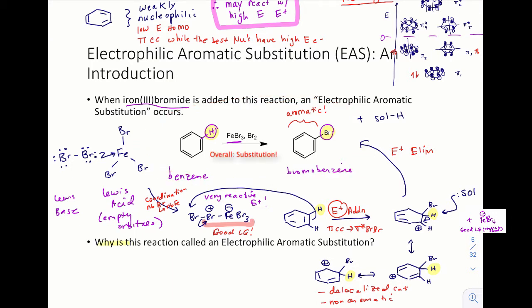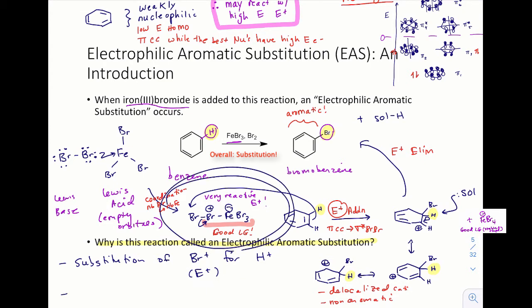All right, why is this reaction called an electrophilic aromatic substitution? Well, as we've said, there's been a substitution of Br plus, right? It didn't exactly add that way, but essentially that's what happened, for H plus. And it turns out this is going to be general for electrophiles, this mechanism, this type of transformation. As long as we can make a super electrophile, then this sequence will be general.